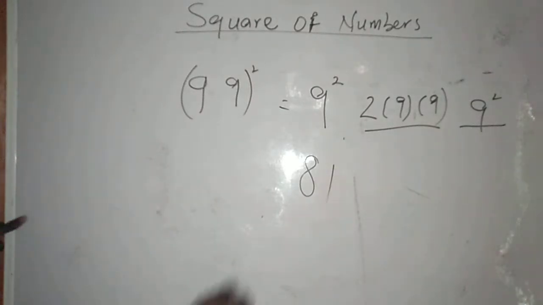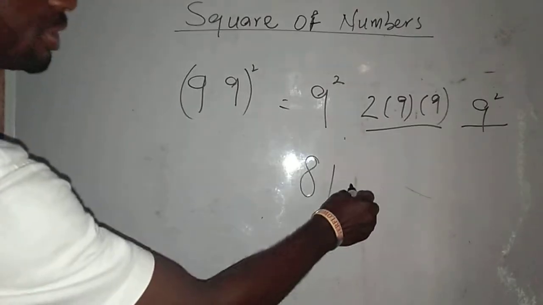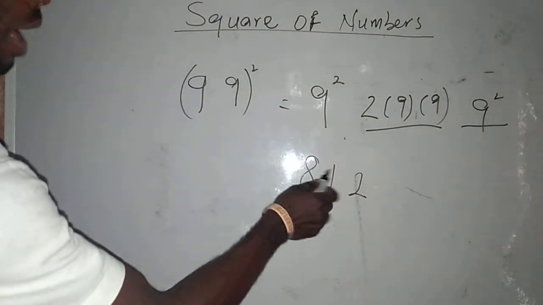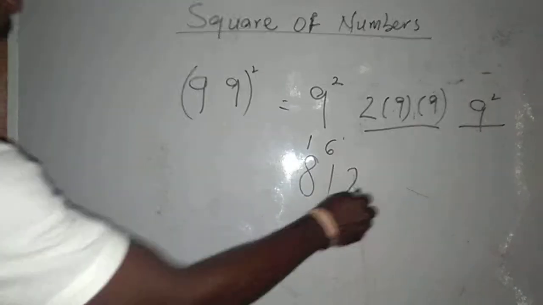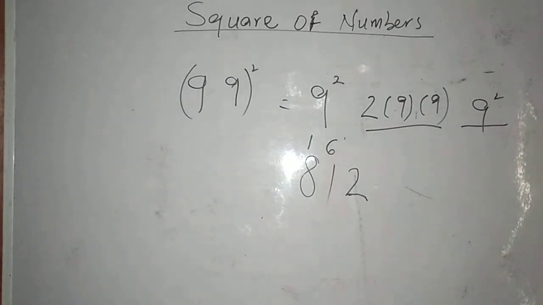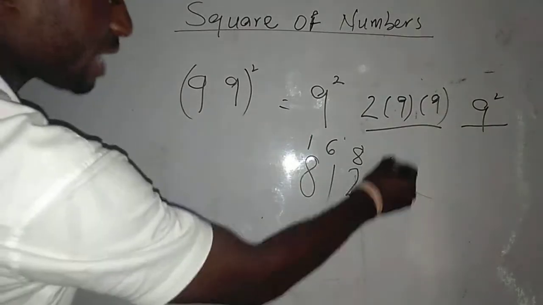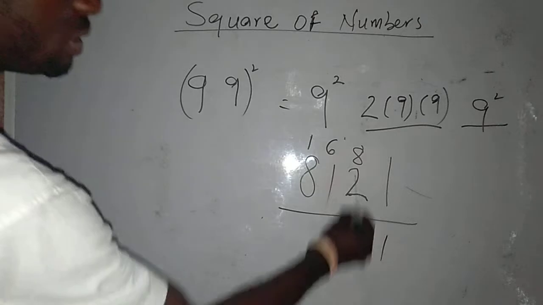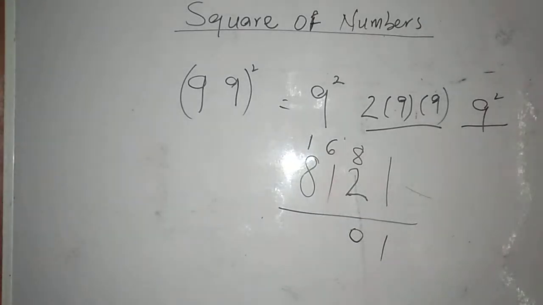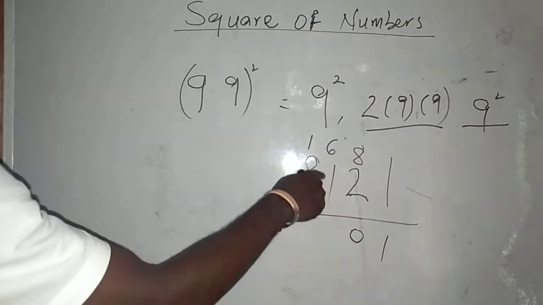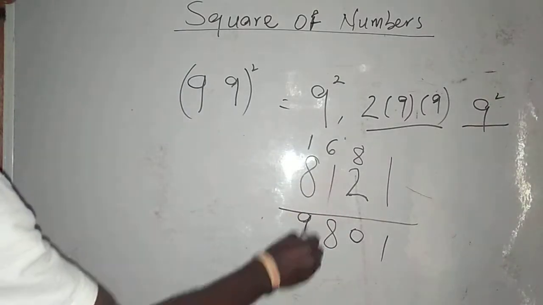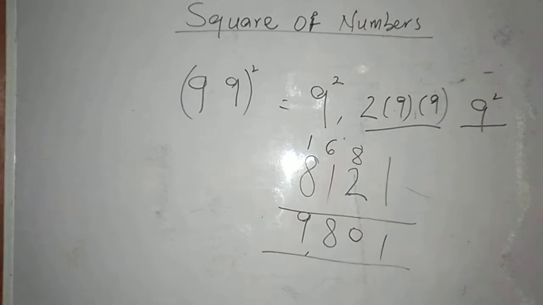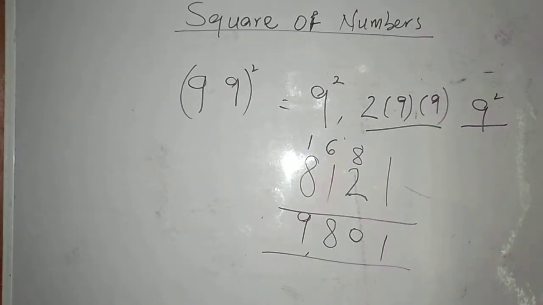162. I have 62, that will be 16, I have 2. Now, the next one will be 9 squared, which is 81. I will have 8, I will have 1. My final answer will be 1. This plus this is going to be 0. I have 1 again, which is 7, 8, which is 9. My final answer will be 9,801.